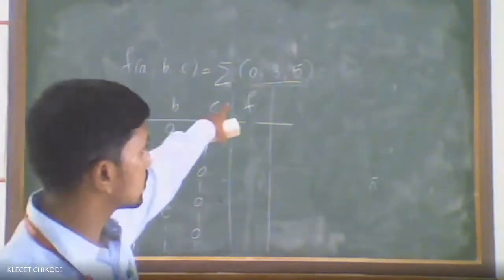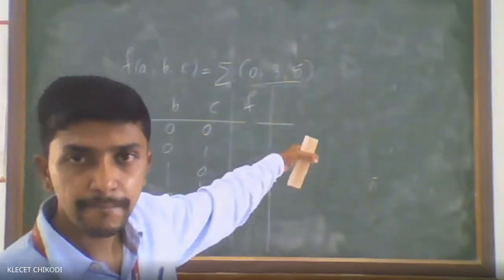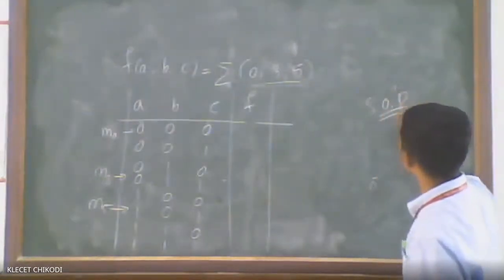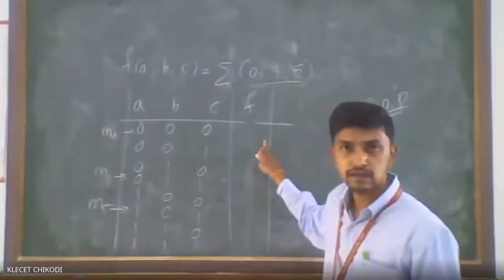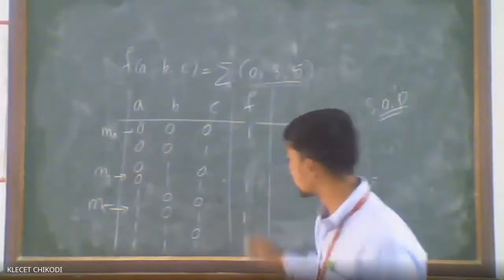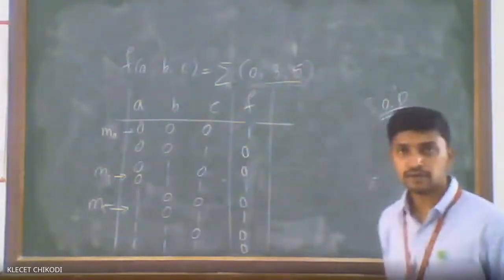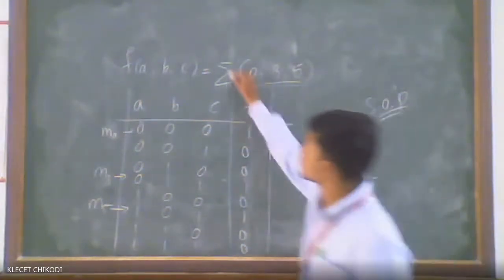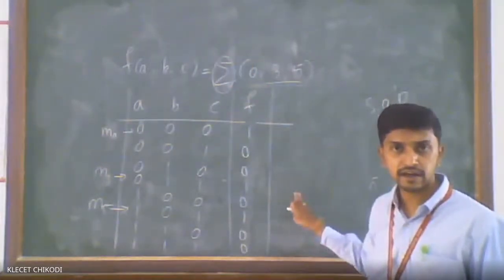Now since those are the min terms, we have to consider SOP or POS? SOP. So since we are considering SOP, wherever these min terms are available, we have to make it 1 here. Again for m3 it is 1 and for m5 it is 1, and remaining all are 0. You can see that when you change the notation, the truth table function value changes. Is that clear?